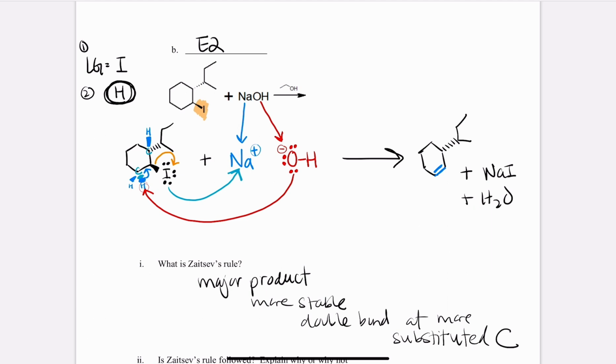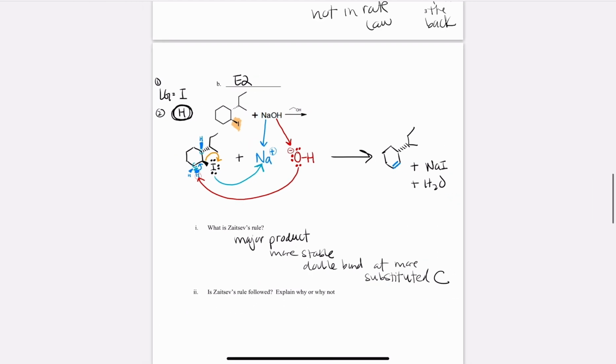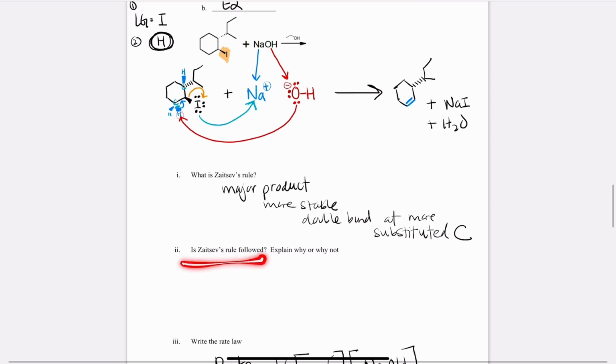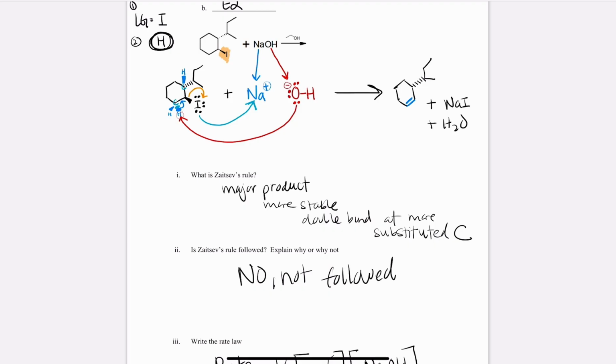So, did that happen here? The more substituted double bond would have happened right here, but it didn't. So was it followed? No. Not followed. Why was it not followed? Because the double bond didn't connect at the most stable point with the substituent. It connected where it had to take a hydrogen from.